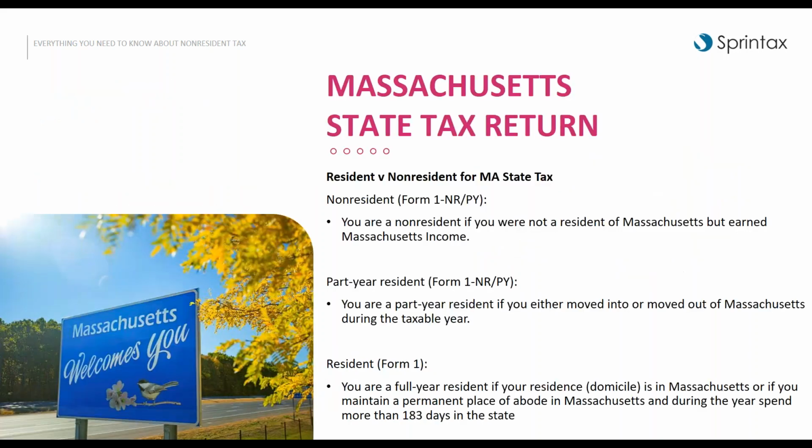So looking at the rules for Massachusetts, again, as we mentioned, you can be a non-resident. And really, you can be a non-resident in Massachusetts if you weren't a resident of Massachusetts, but earned MA income at some stage. You can be a part-year resident if you moved into or moved out of Massachusetts during the taxable year. In that case, they'll consider you a part-year resident. And you'll be considered a full-time Massachusetts resident if you maintain a permanent place of abode in Massachusetts and during the year spent more than 183 days in the state. So I imagine most people will be a resident because that's a fairly easy threshold to reach.